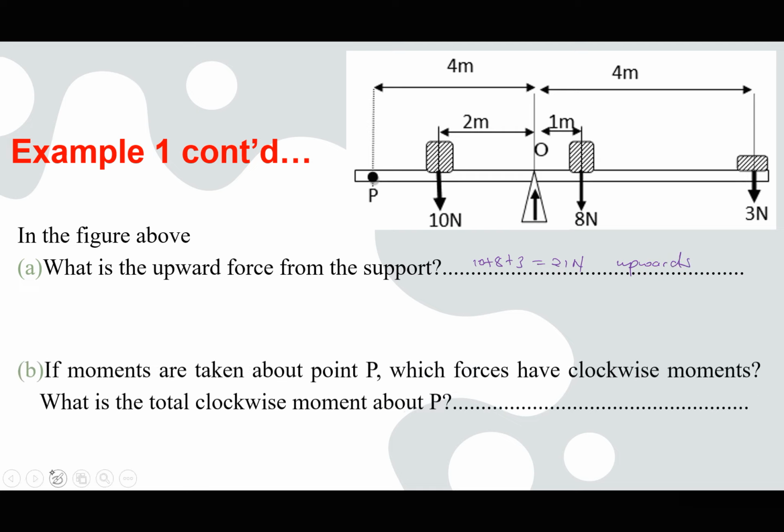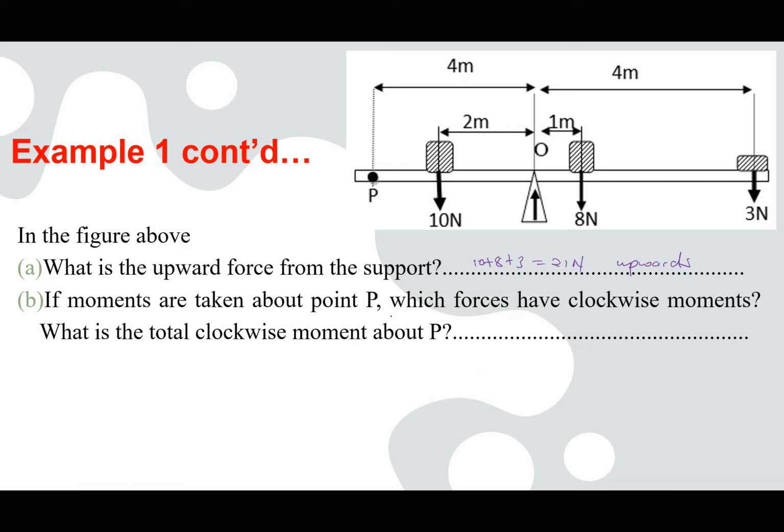Then number two, if moments are taken about point P, so assuming we are taking moments about point P, which forces have clockwise moments? So we are taking moments about point P. I want you to recall that the force at the pivot is acting upwards and it is 21 newtons. So this is going to pull the beam in this direction. 8 newtons is pulling the beam in that direction about point P because P is the fixed point. 3 newtons is going to pull the beam in that direction. So the question is, if moments are taken about point P, which forces have clockwise moments? What is the total clockwise moment?